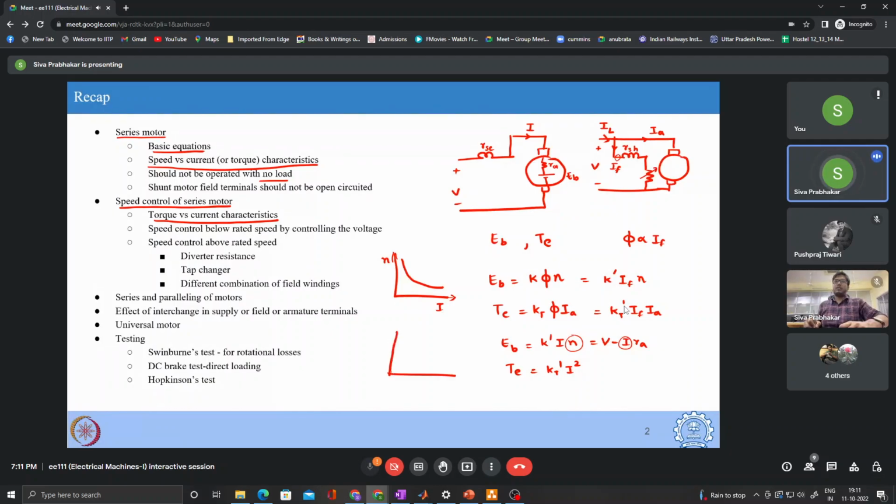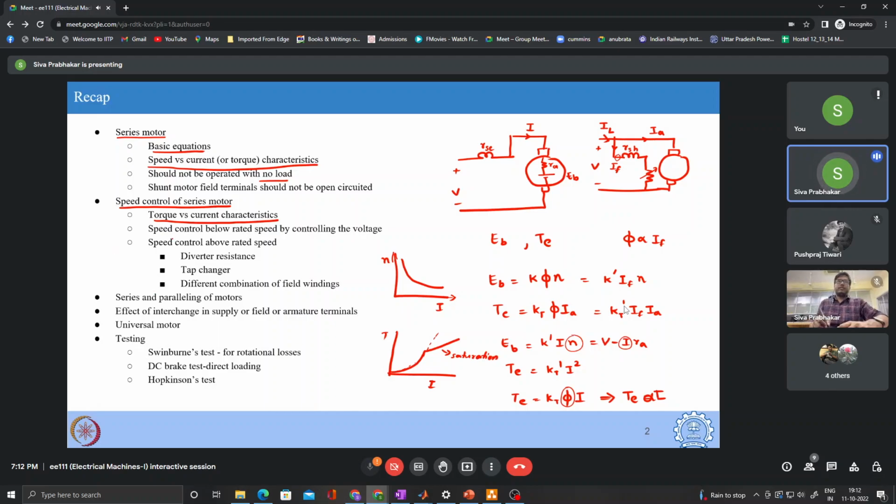So the actual torque versus current characteristics will be a parabolic shape because it is proportional to the square. But since we incorporate saturation, after some particular point, we already know that torque is kT into phi into I. After some point, this flux will become a constant. So after that particular point, that is after saturation, the torque will be proportional to only current. So it will be linear after saturation.